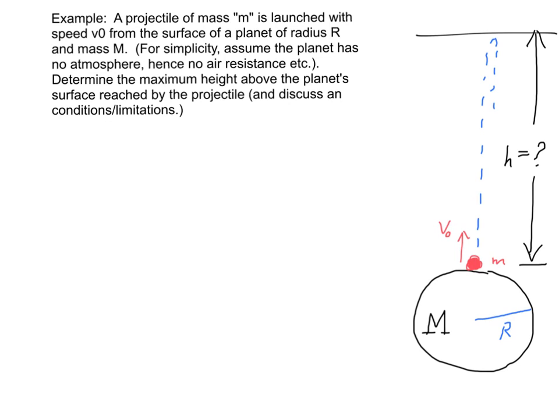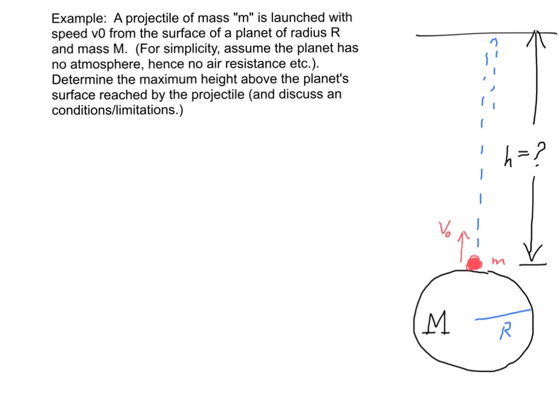In this example problem, we're going to use energy conservation to figure out how high a projectile will go when it's been launched from the surface of a planet. Let's say the projectile, this little red dot, has mass little m. It's got initial launching speed v sub 0. The planet it is launched from has mass capital M and radius capital R. And we want to figure out how high above the surface this projectile goes. Let's assume that this planet has no atmosphere, so it'll have no air resistance.